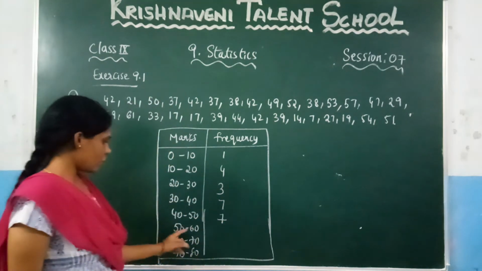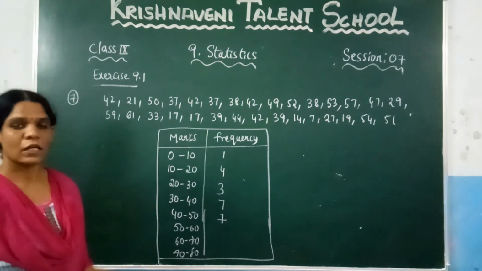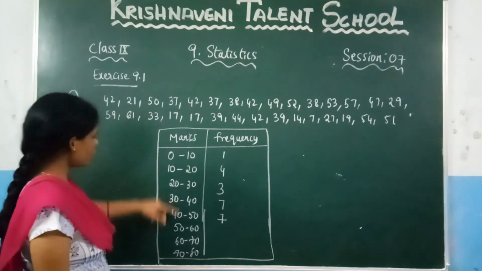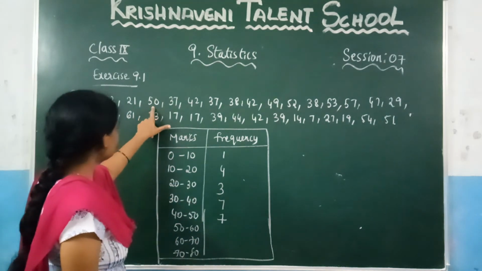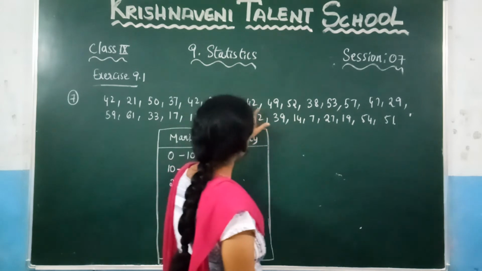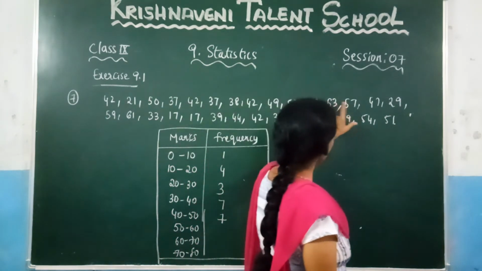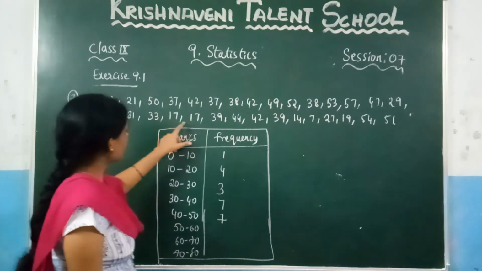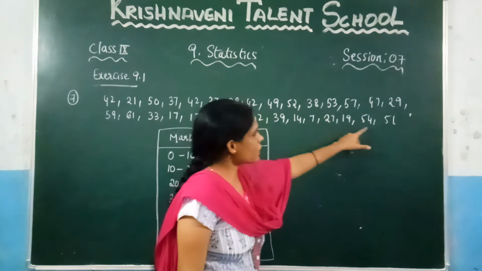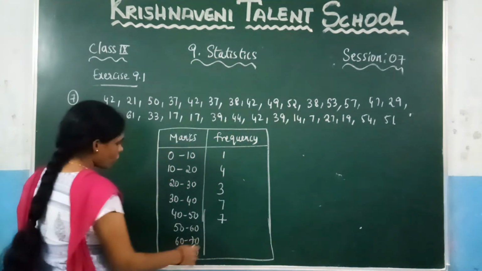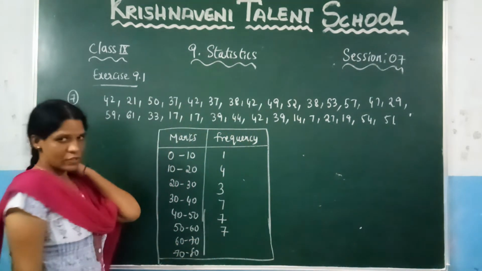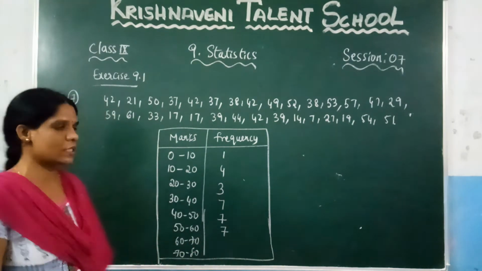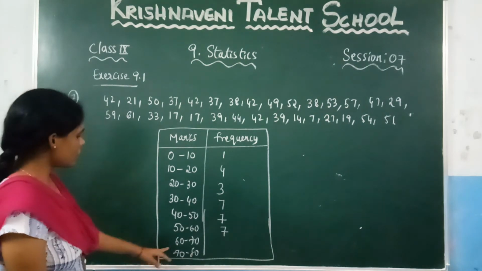Now let us see here in 50 to 60 how many students are there. Now you can include 50 here. So let us include that one, 50 to 60. Right? 1, 2, 3, 4, 5, 6, 7. So how many students are there who got in between this one? 7 students are there. Now let us see here in 60 to 70 how many students are there. So let us see that one in between 60 to 70.